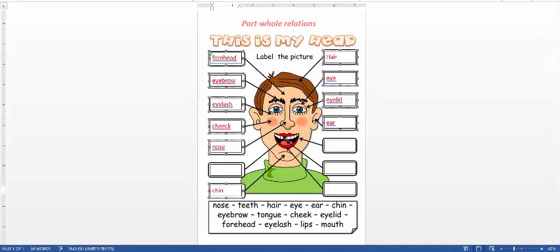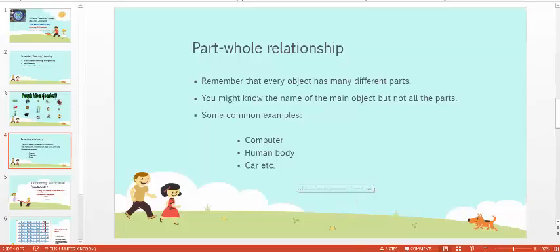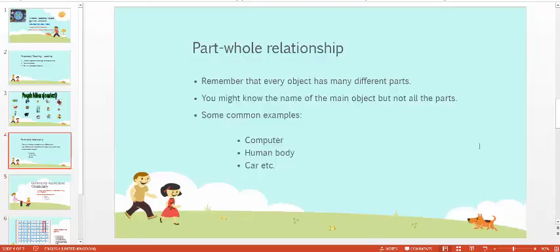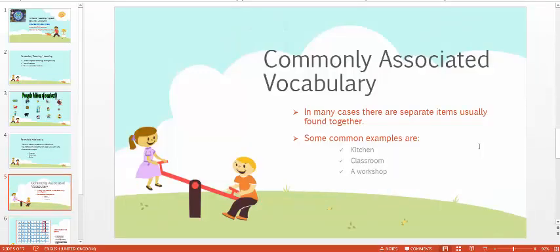This is another approach to learning vocabulary. And the next approach to learning vocabulary can be commonly associated vocabulary, right? In many cases there are separate items usually found together, like in a classroom, in a kitchen, and in a workshop. You can find many items. Those items are associated with each other. They are usually used in the same situation, right?